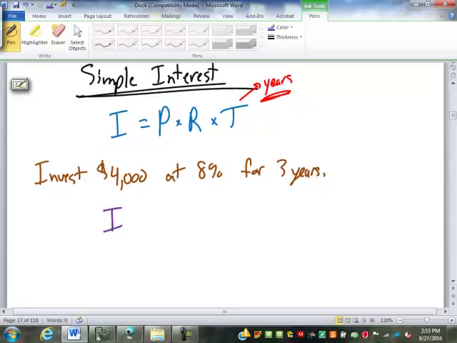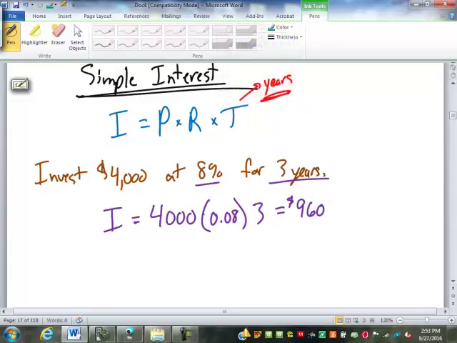Well, the amount of interest, what's our principal? That's the $4,000. That's what we start with. Times, what's our rate? 8% will be 0.08. And our time is 3 years. What's that, 960 bucks?